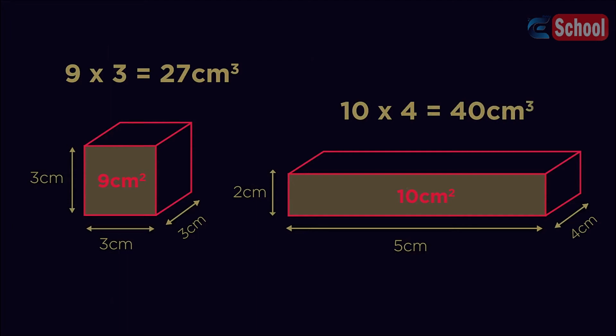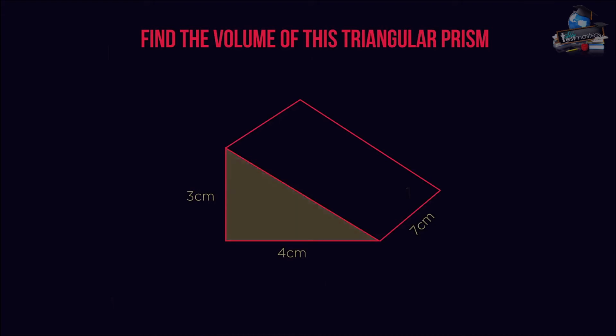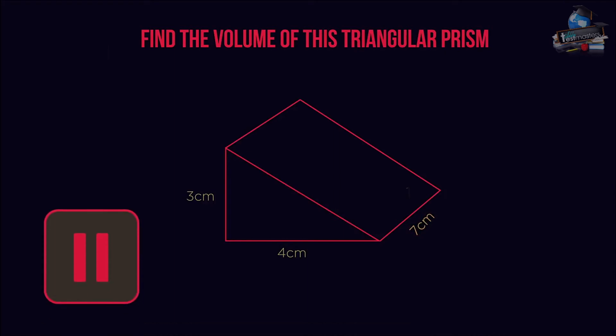Let's try something a little more challenging. Let's find the volume of a triangular prism. Find the cross-sectional area of the triangle first, and then multiply by the depth. Pause the video and work out the volume.